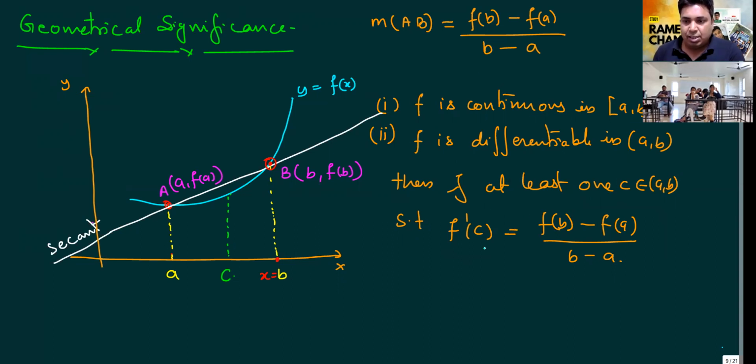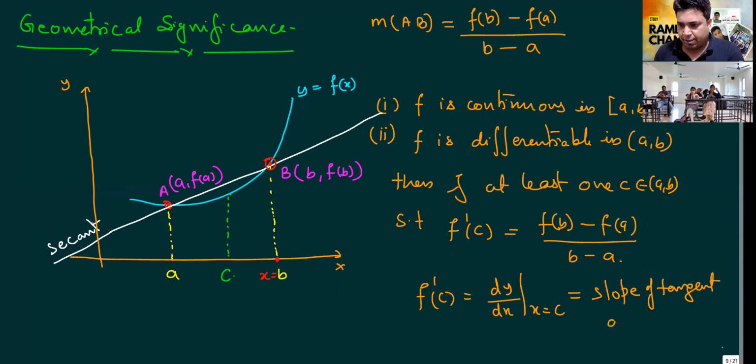It means that there might be some C where the differentiation equals the slope of the line AB. Now, what does this f dash C imply? It implies that the differentiation, or the slope of the tangent at x equal to C, f dash C, is equal to dy by dx at x equal to C, or the slope of the tangent at x equal to C. Is that clear? Yes, sir. This is the slope of the tangent at x equal to C.